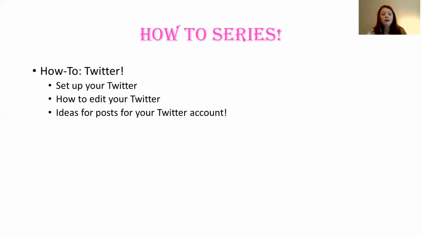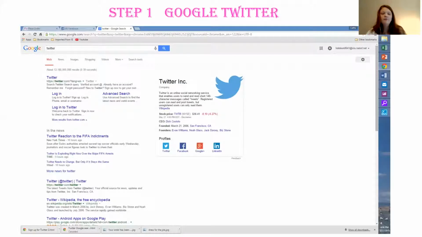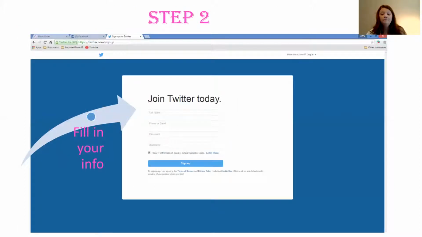So here we're going to do a how-to: how to set up, how to edit, and different idea posts that you can use. All right, so first things first, Google Twitter, or if you're not familiar, it's twitter.com. You're going to want to click join. And again, you're going to want to use an email that you've used for Pure Romance. Keep everything uniform, keep it all in one place. And for your username, you also want to do something PR related.